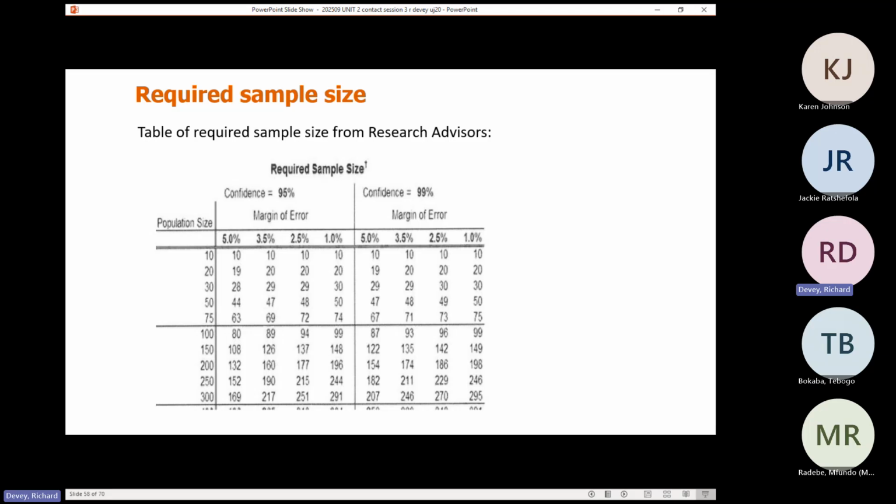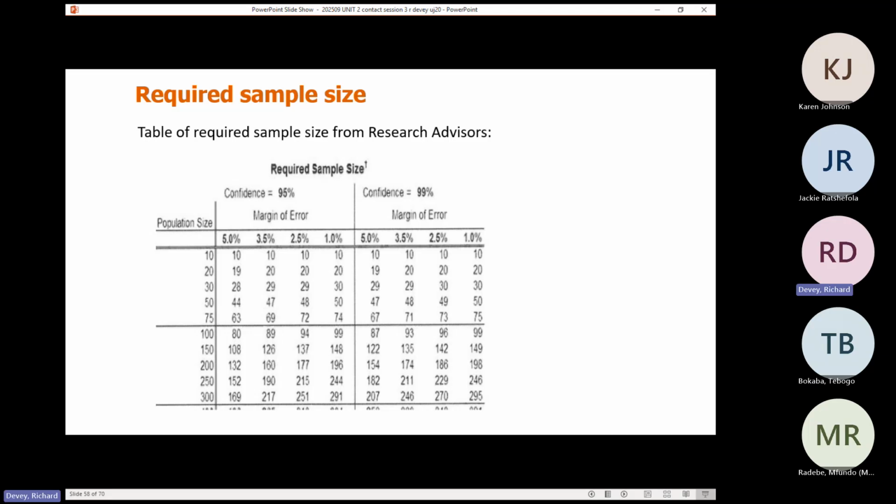This is a table that I share with researchers, students, and supervisors, from a group called the Research Advisors. The table shows you the population size in the left-hand column. Then there are two levels of confidence, 95% confidence and 99% confidence. And then there's a margin of error percentage.